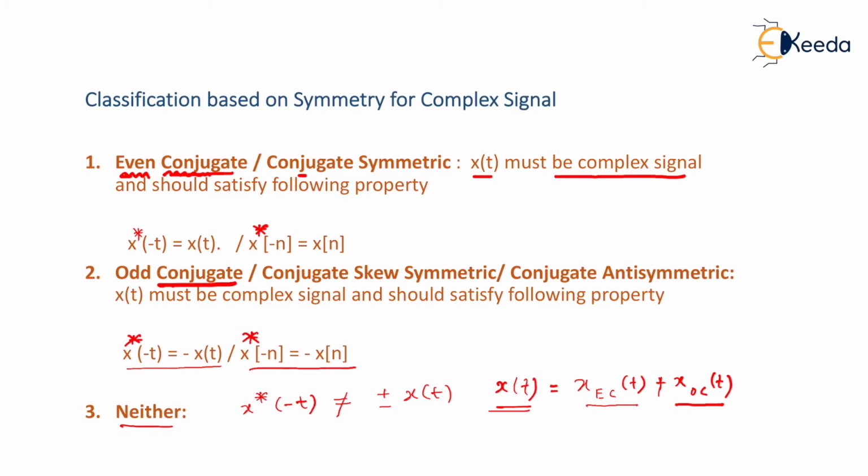So whenever a discrete time signal, let's say, is neither even conjugate nor odd conjugate, then the given x of n can be expressed as the sum of the even conjugate part of x of n and the odd conjugate part of x of n.